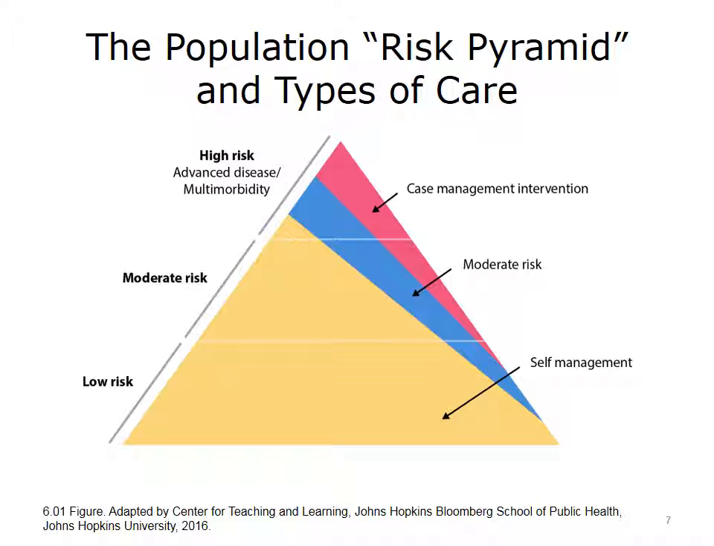Now let's talk about how one does this. How does one identify risk? How does one segment the population, that is, put people at the different levels of the pyramid? It arrays a population from low to high, low risk, moderate risk, high risk, advanced disease, or multiple diseases.